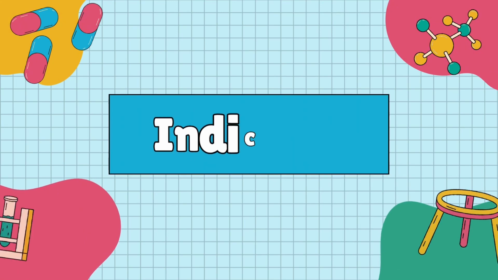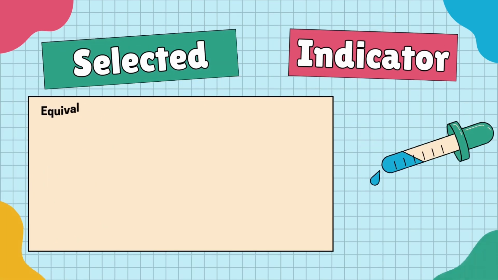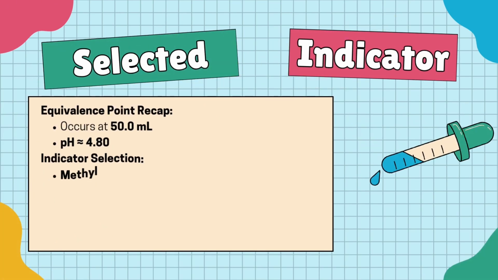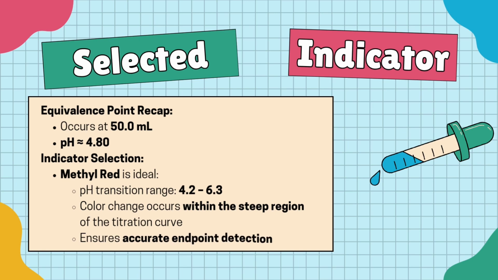Now that we have completed the titration curve, let's talk about choosing a suitable indicator. As we saw, the steepest change in pH occurs right around pH 4.8, which is the equivalence point. That makes methyl red a great choice of indicator, since it changes color between pH 4.2 and 6.3. This means it will give a clear, visible color change right when the titration reaches its endpoint, minimizing error and improving accuracy.